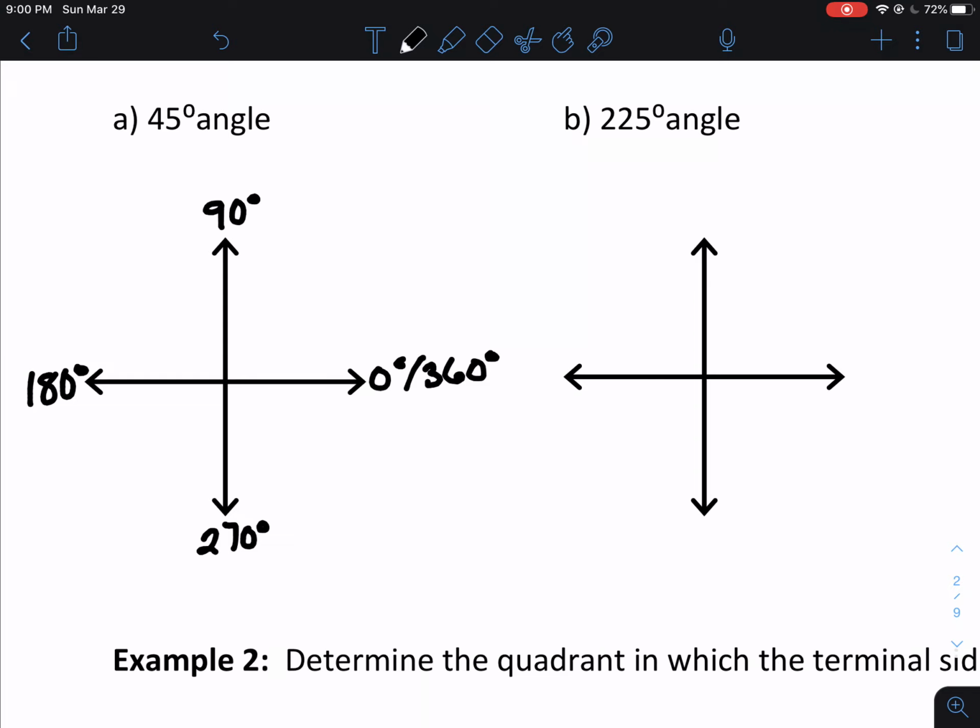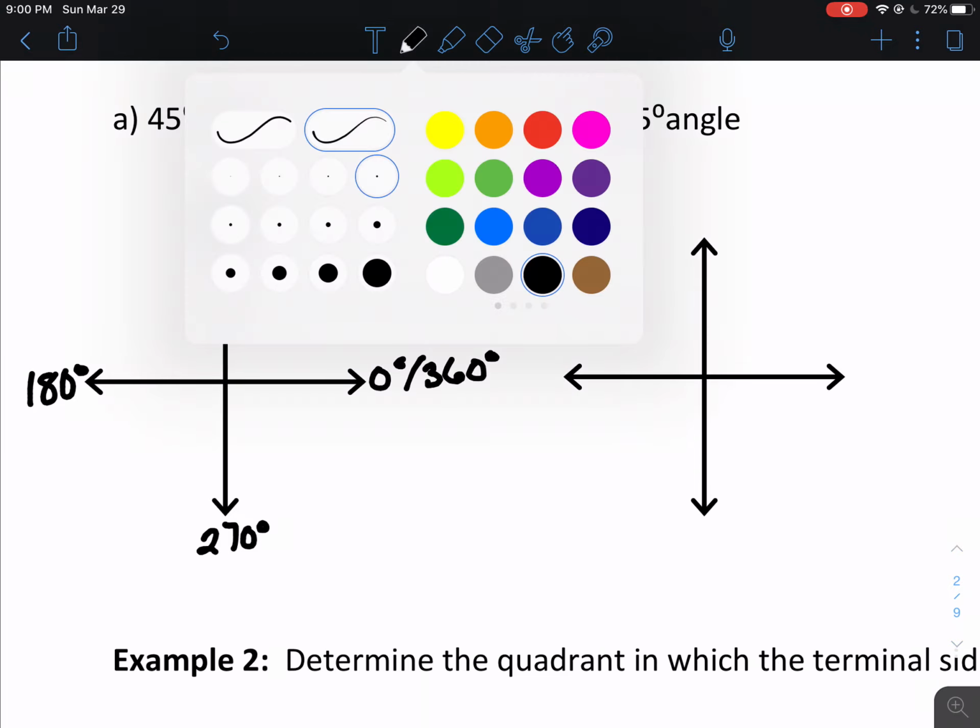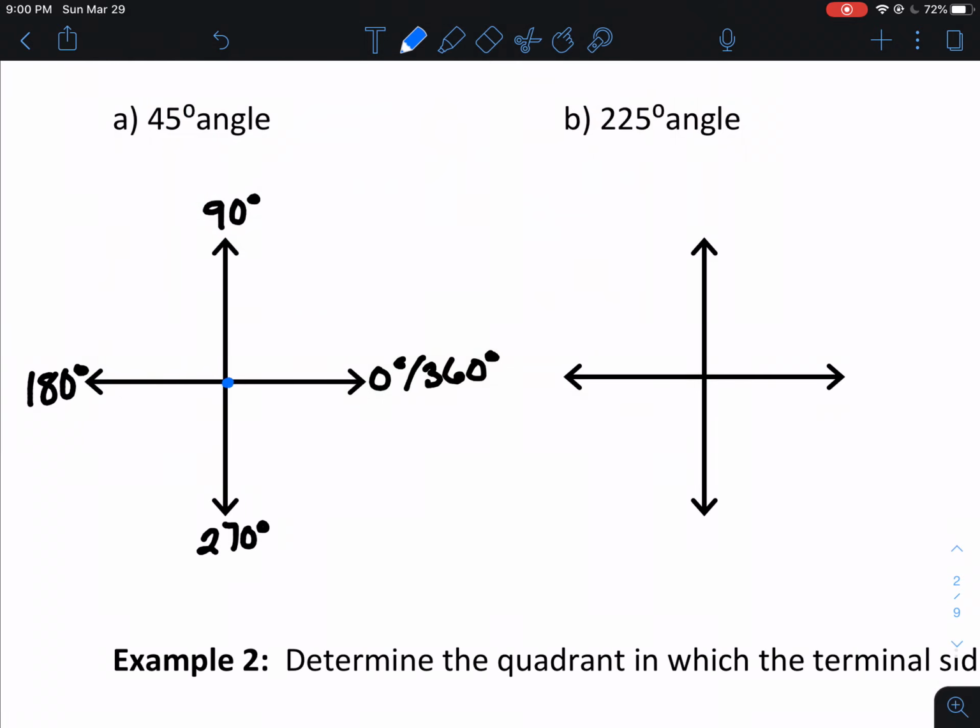So when we want to sketch a 45-degree angle, a couple things that I'm going to want you to show me. The first is I'm going to want to see that you graphed your initial side on the positive x-axis. I'm doing that in blue. The second thing is for 45 degrees, you can actually be pretty accurate with this one, because 45 would be exactly halfway between 0 and 90, so your angle needs to be exactly halfway in between 0 and 90.